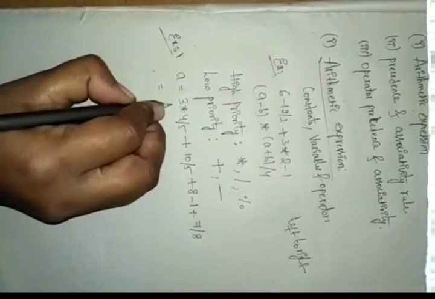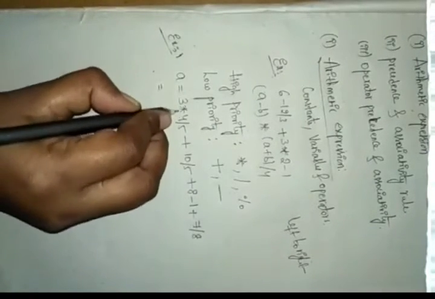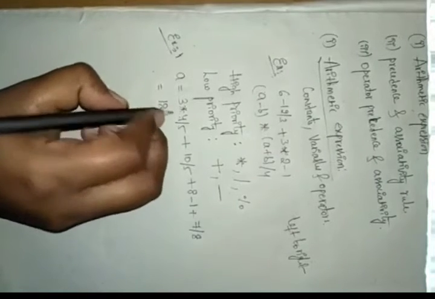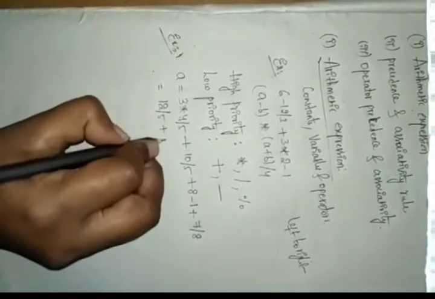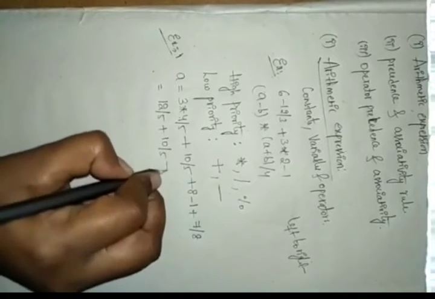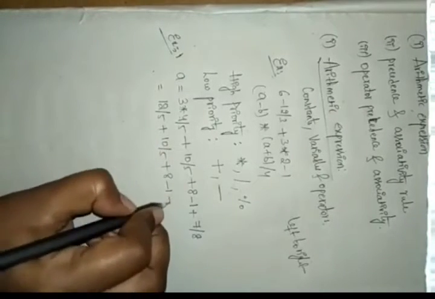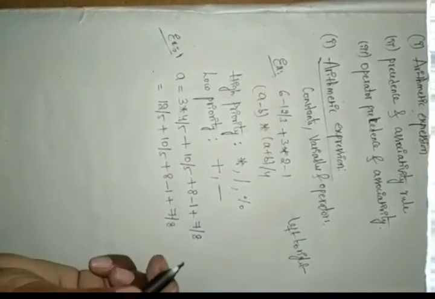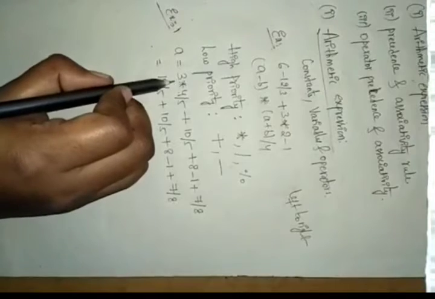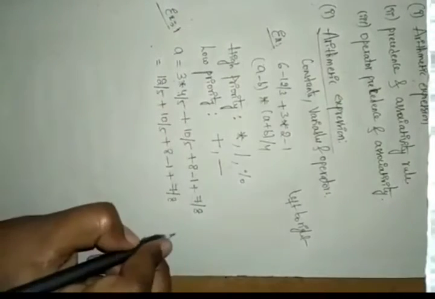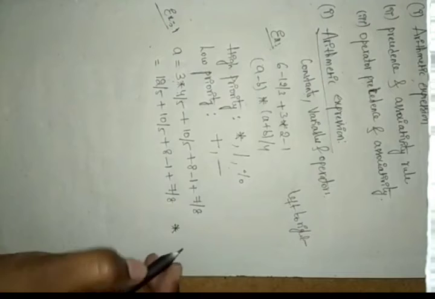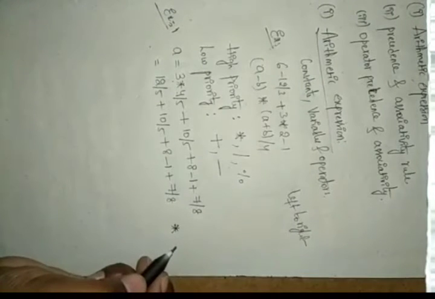What do we have in the highest priority? Multiplication we have first, right? So we have the multiplication, so you can perform 3 * 4. 3 * 4 will get 12 / 5 + 10 / 5 + 8 - 1 + 7 / 8. Here what have we done? We gave the highest precedence to the multiplication.